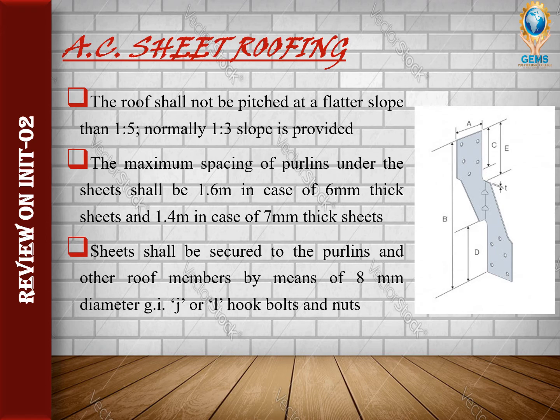Then the sheets shall be secured to purlin and other roof members by means of J or J hook bolts. The diameter should be 8 mm.